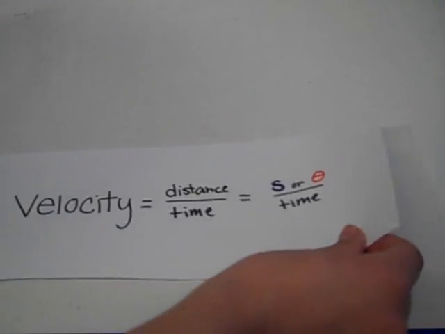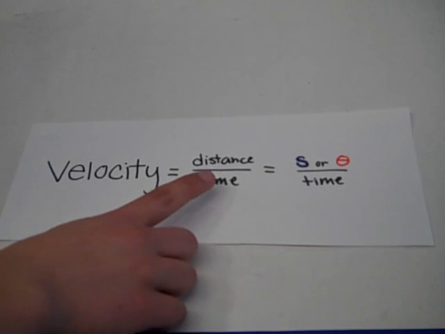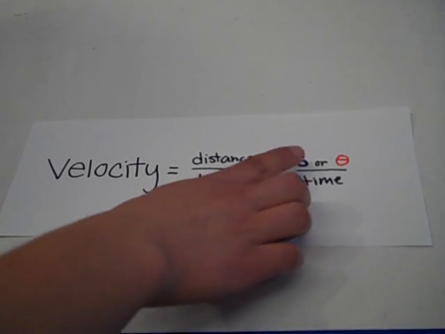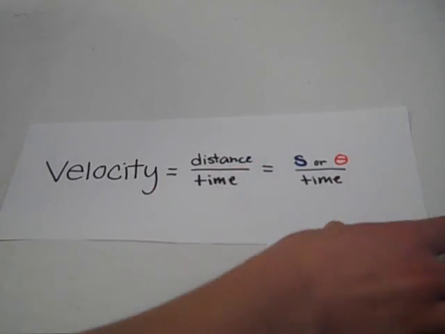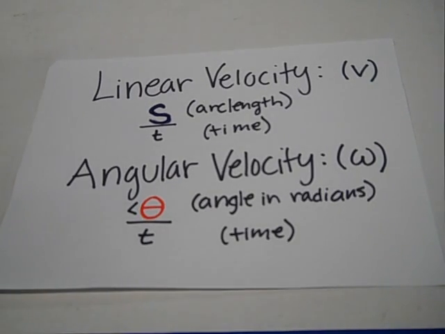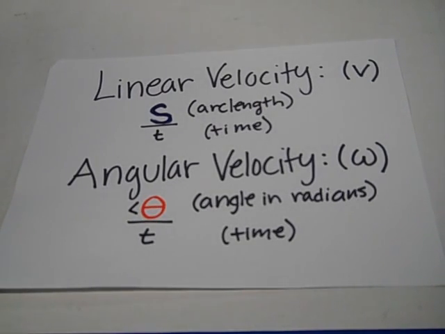To recall, velocity is equal to distance over time. In this case, the distance will be represented by either the arc length or the angle. The linear velocity is S over t, or arc length over time. This is how fast a point travels. The angular velocity is theta over t, or angle over time. This is how fast the angle is moving.